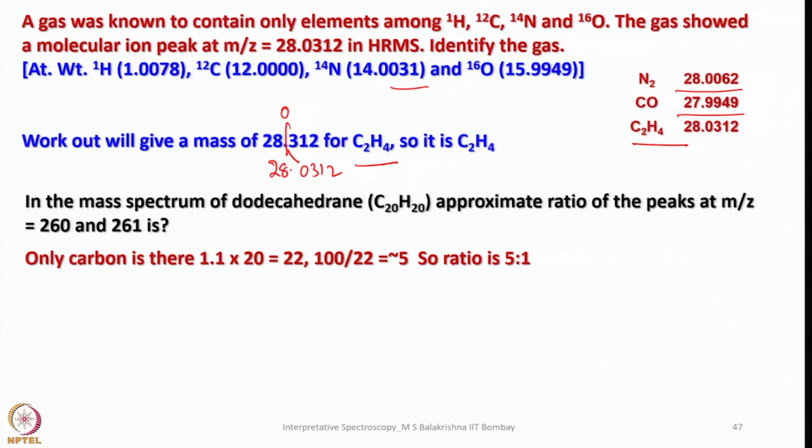In the mass spectrum of dodecahedrane, C20H20, what is the approximate ratio of the peaks at M/Z 260 and 261? Here only carbon atoms matter, and for C20H21, if we consider only one carbon, 1.1 into 20 will be 22, and the other will be 100. If you take the ratio of these two, it will be 100 by 22, approximately 5, so the ratio should be 5:1. This is how some of these simple problems can be understood and solved without any problem.